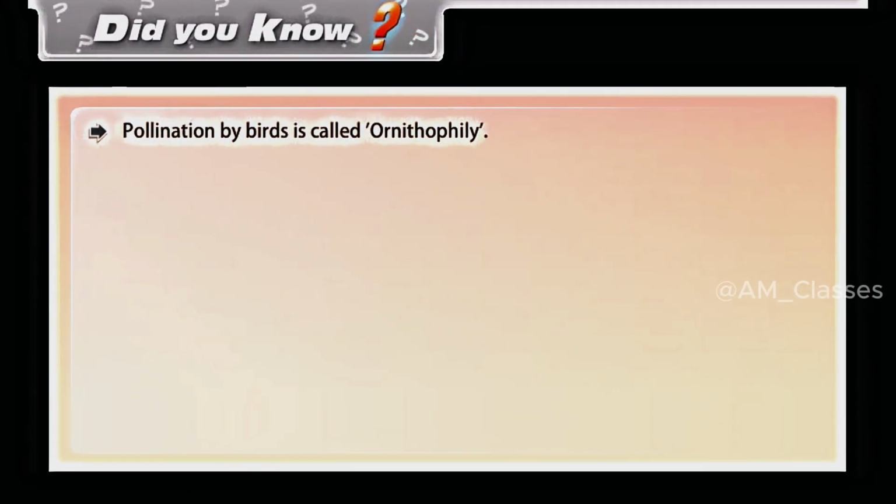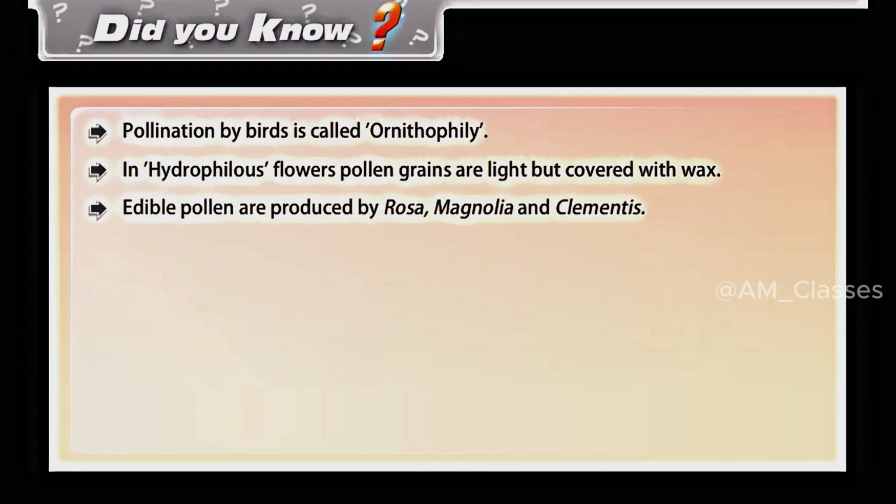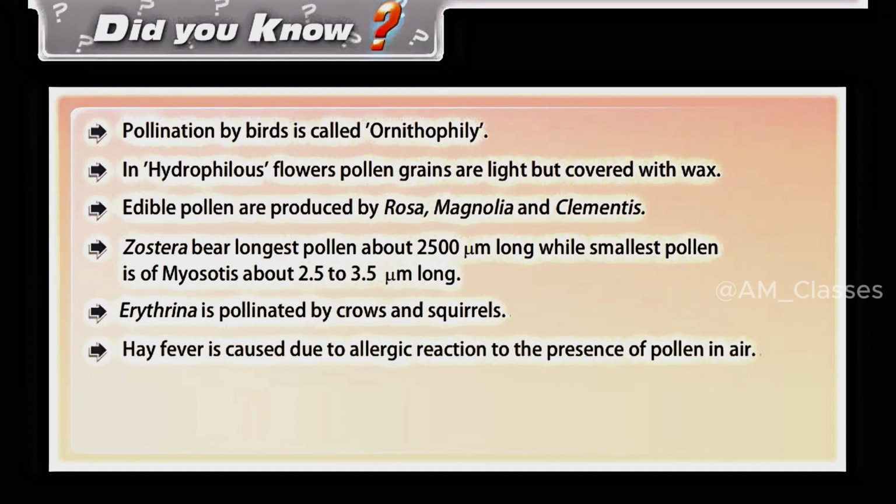Did you know pollination by birds is called ornithophily? In hydrophilous flowers, pollen grains are light but covered with wax. Edible pollen are produced by Rosa, Magnolia and Clematis. Zostera bear longest pollen about 2500 mm long, while smallest pollen is of Myosotis about 2.5 to 3.5 mm long. Erythrina is pollinated by crows and squirrels. Hay fever is caused due to allergic reaction to the presence of pollen in air.